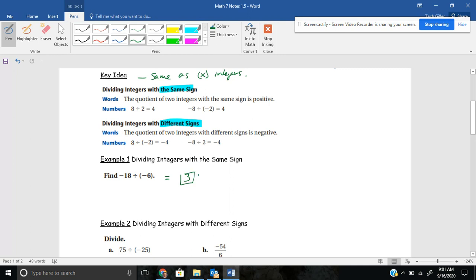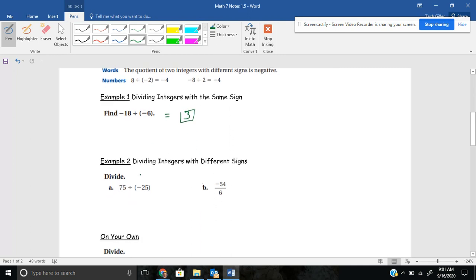All right. In example 2, now it says dividing integers with different signs. So right off the bat, I like to give myself a reminder and write down my negative sign so I don't forget. And then I can just take 75 divided by 25. I like to think about quarters when I'm dealing with 25. It's 25 cents. 3 quarters gives me 75 cents. So 75 divided by -25 will give me -3.